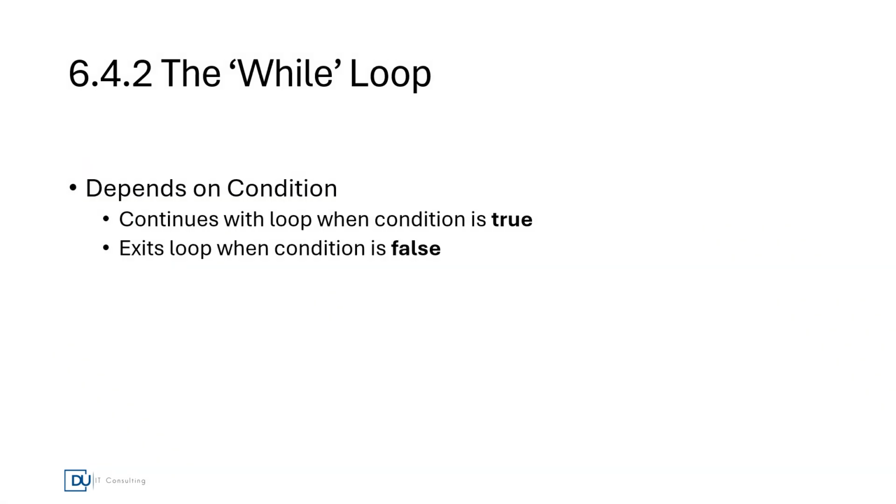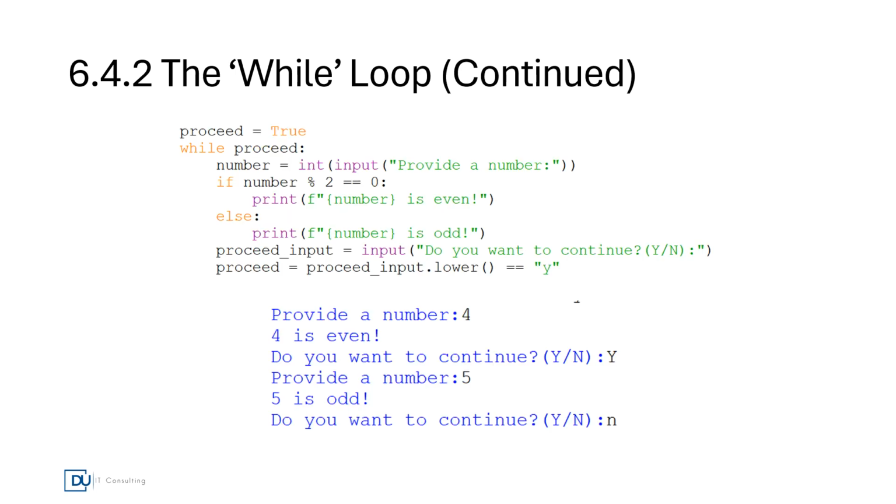While loop. As we've seen earlier, the while loop depends on a condition. Whenever the condition is true, the while loop continues its execution. And when the condition becomes false, the loop stops repeating the code and exits the while loop. While loop with an example.